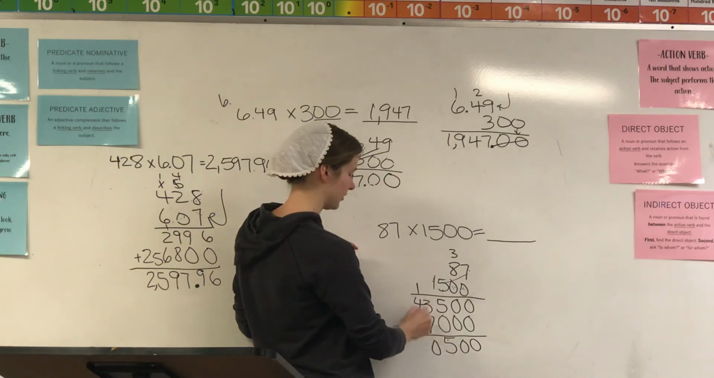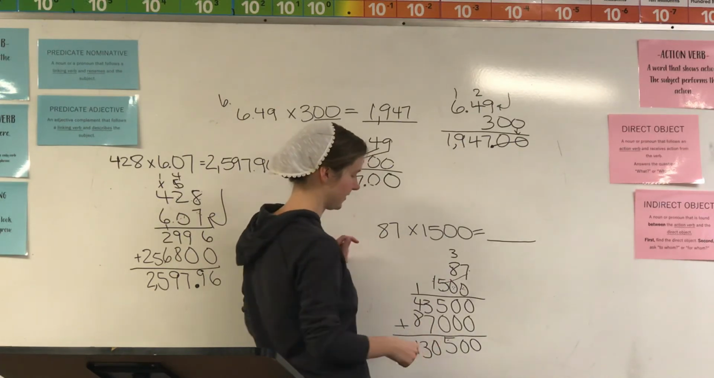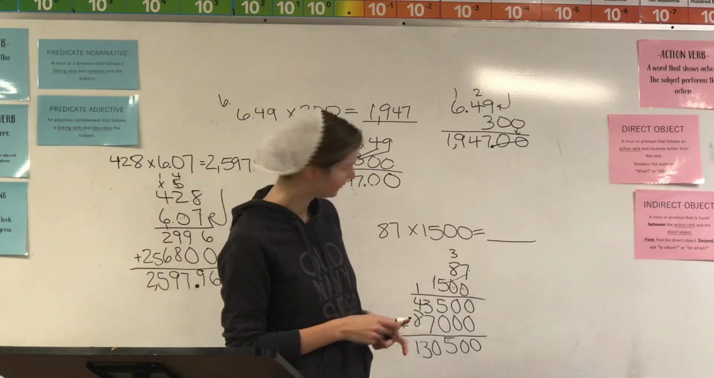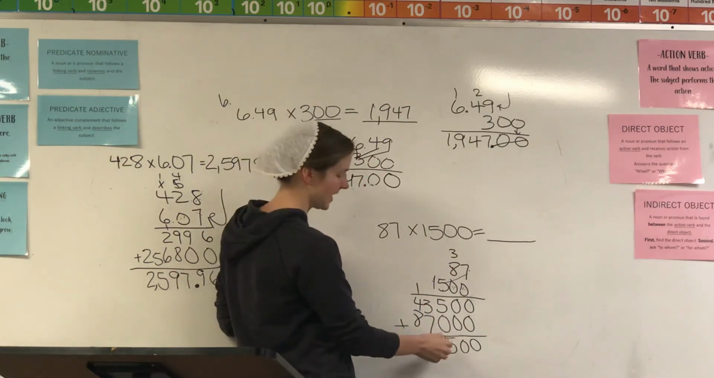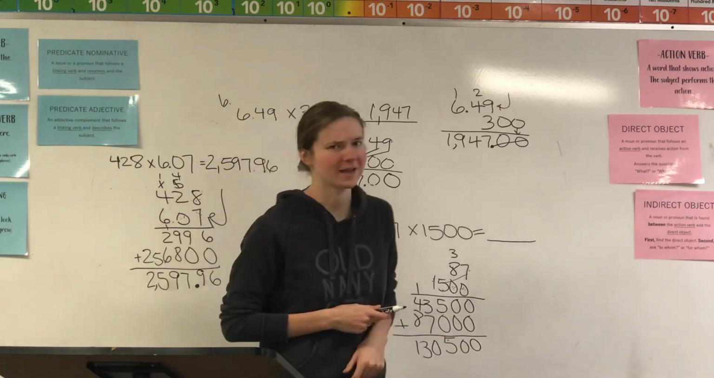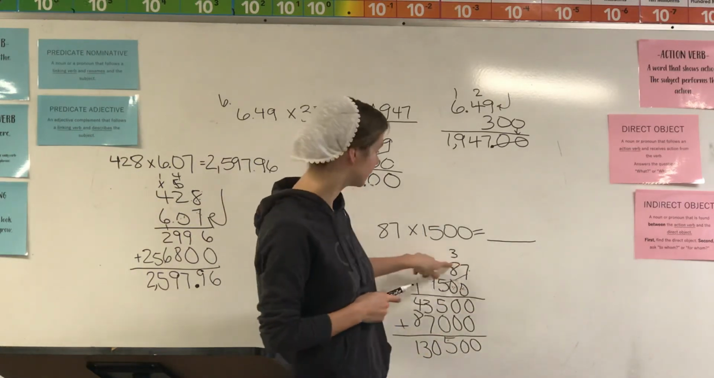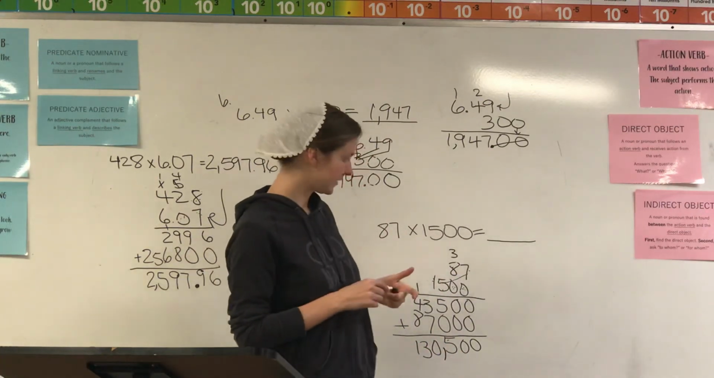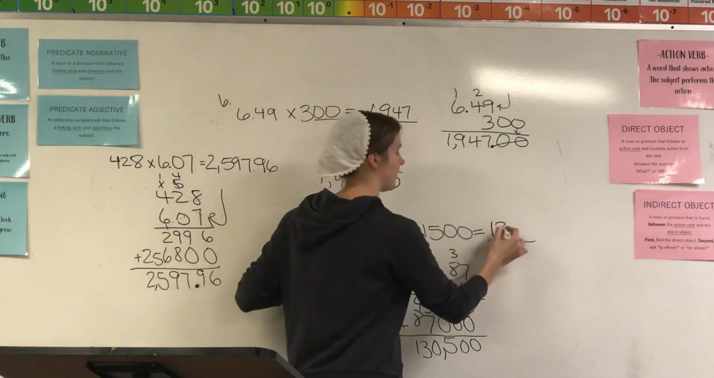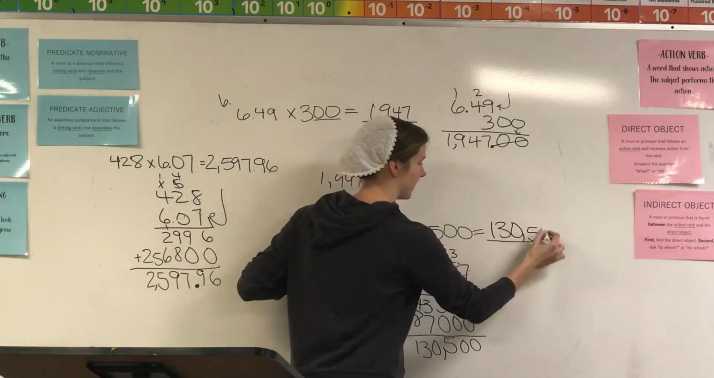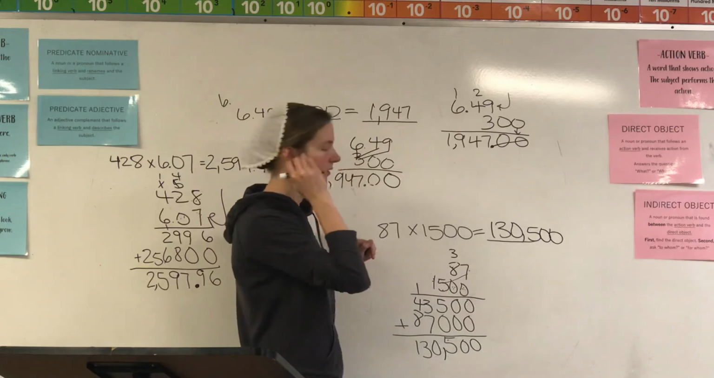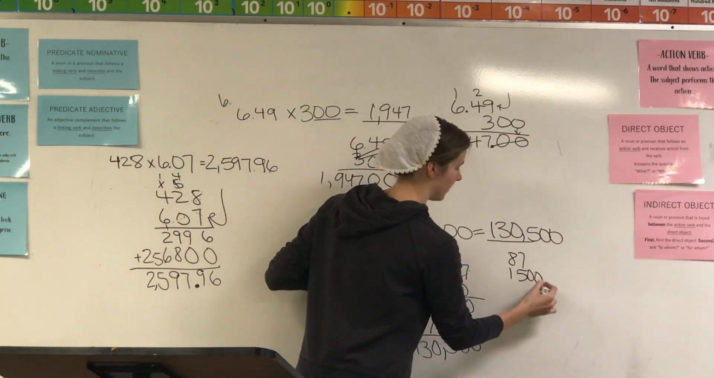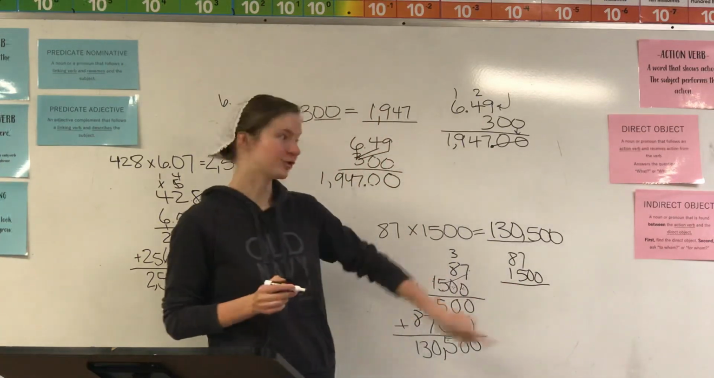10, 12, 13. Oh, that's a huge number, isn't it? Are there any placeholders? There are no placeholders. Are there any decimals in here? No decimals. So we're going to put a comma here, and your answer that you wrote in the blank is 130,500. I'm thinking it could have worked if you would start it off like this, 87 times 1,500. I thought it might be a little bit more confusing, but you can try to figure out that way too.